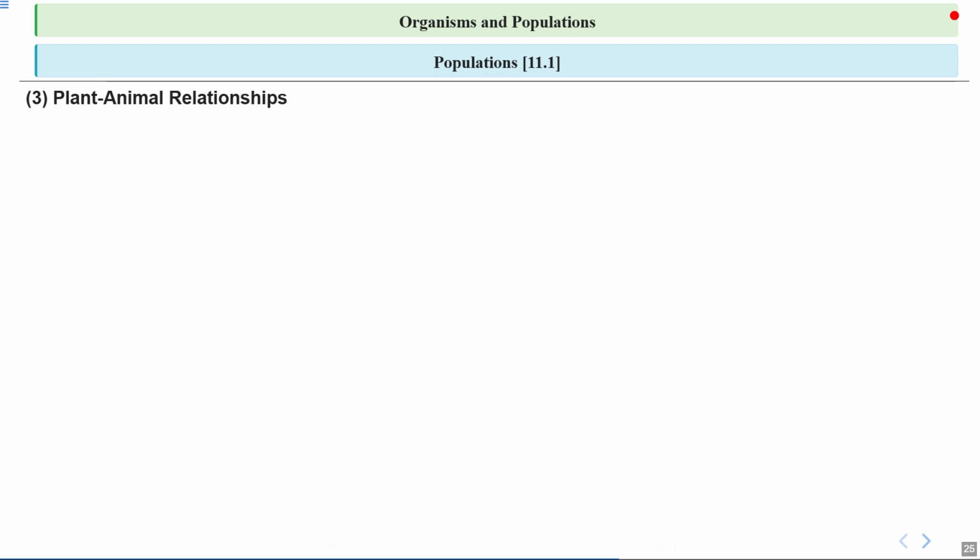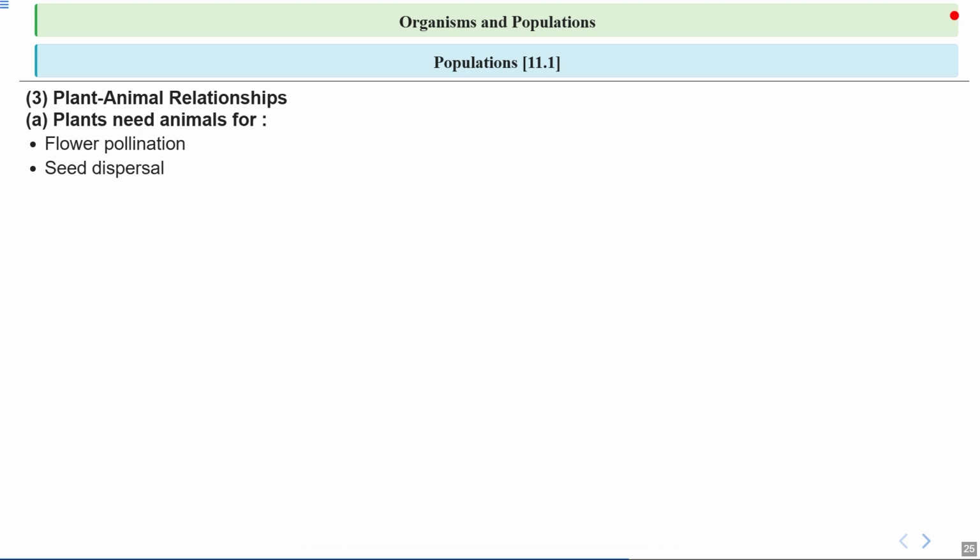Next example is that of plant animal relationship. So why do plants need animals? So plant needs animals for pollination. Animals or insects like bees and butterflies act as nature's matchmakers. So they carry pollen from one flower to another. So they help in pollination. Without these pollinators, plants won't be able to reproduce. Because if there is no pollination, there is no fertilization, there will be no seed set and fruit set. So plants are not able to reproduce and they won't be able to survive.